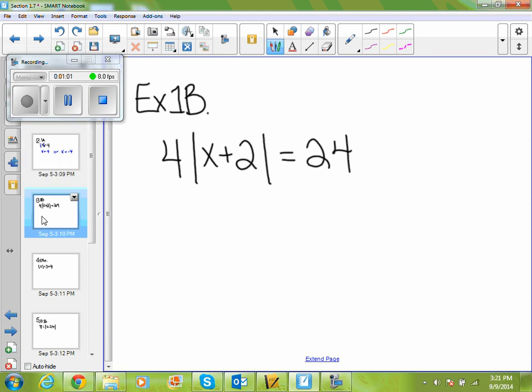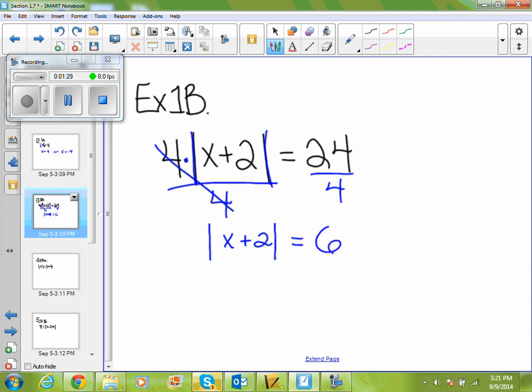So we have 4 times the absolute value of x plus 2 equals 24. We have to get our absolute value bars by themselves, so we need to get rid of this 4 first. So how do I get rid of multiplication? Divide. So I'm going to divide both sides by 4. So I get the absolute value of x plus 2 is equal to, what's 24 divided by 4? 6. Okay, so now my absolute value bars are by themselves, so I can break this up into my two solutions. So I get x plus 2 is equal to 6, and x plus 2 is equal to -6.